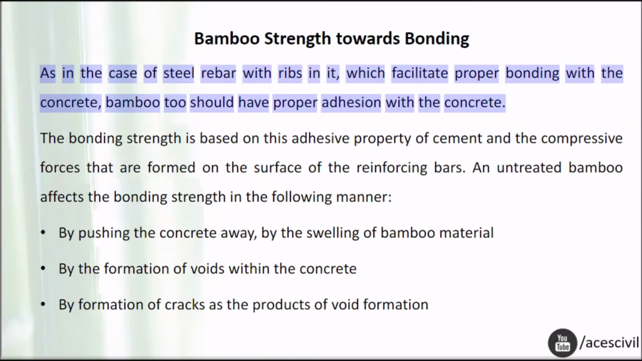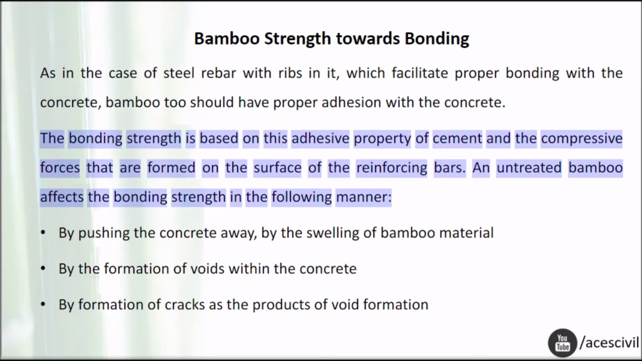As in the case of steel rebar with ribs in it, which facilitate proper bonding with the concrete, bamboo too should have proper adhesion with the concrete. The bonding strength is based on this adhesive property of cement and the compressive forces that are formed on the surface of the reinforcing bars.